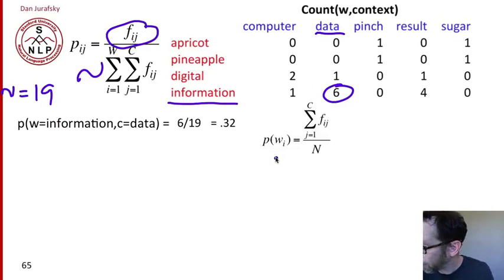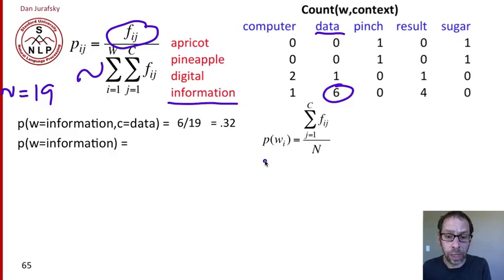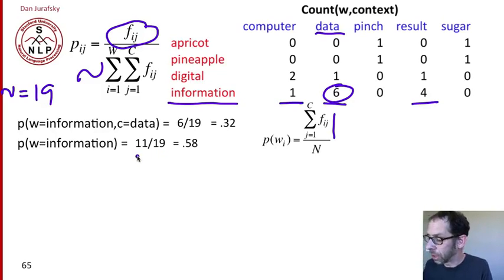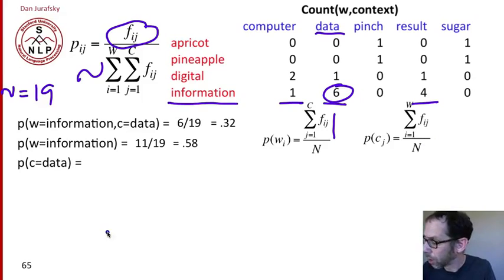Now we need to compute the probabilities of words and the probabilities of contexts. So the probability of a word, we just sum a row over all contexts that word can occur in. The word information occurs 11 times, once in this context, plus 6, plus 4. So we have a total of 11 over, again, N of 19, or 0.58. So that's the probability of a word. And we do the same thing for contexts. We sum over all words that that context occurs with, over those counts, and normalize. So for the context data, we have a 1 plus a 6. So we have 7 over 19, or 0.37.